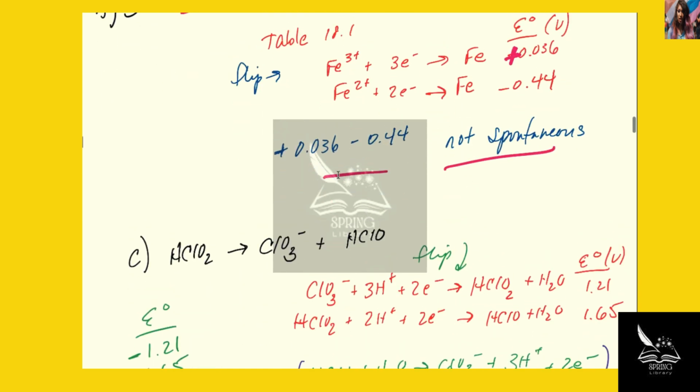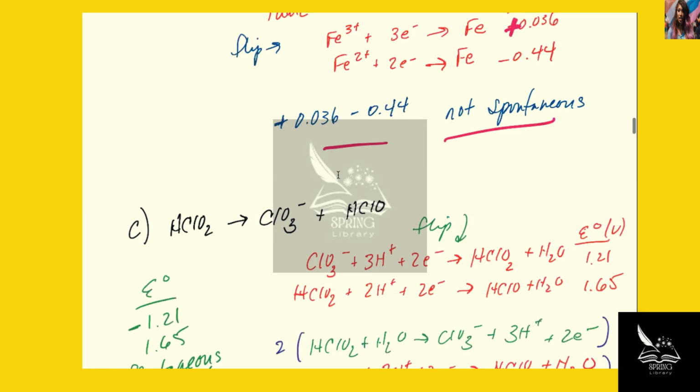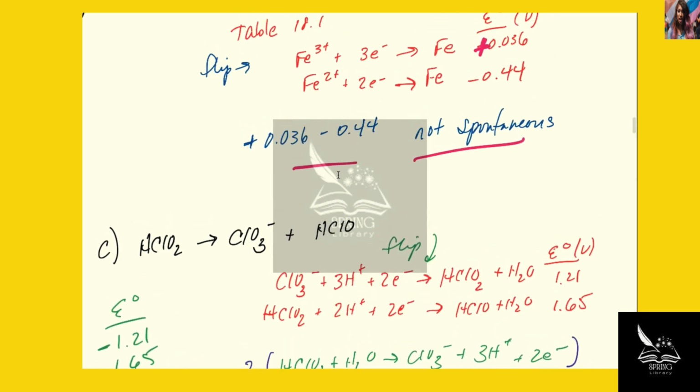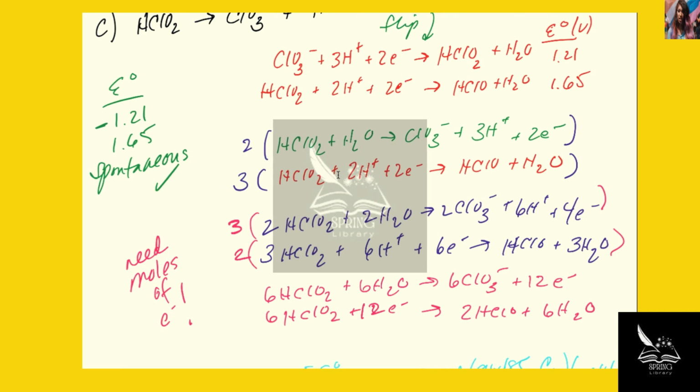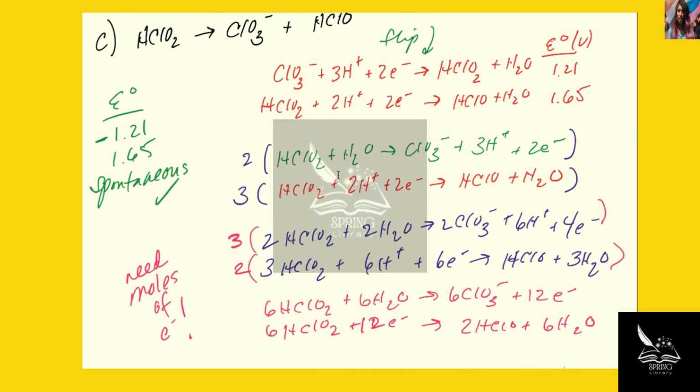Now, part C, we're given the half reactions, but there's a lot of rearranging to do if it's spontaneous. And spoiler alert, it is. So if we look at the equations that are given, we do need to flip the first equation to check for spontaneity because ClO3- is on the right. So when we flip that equation, we're left with negative 1.21. And so when you add these numbers together, you do get a positive value. So we need to move forward.